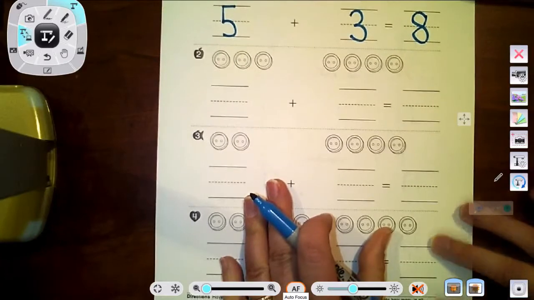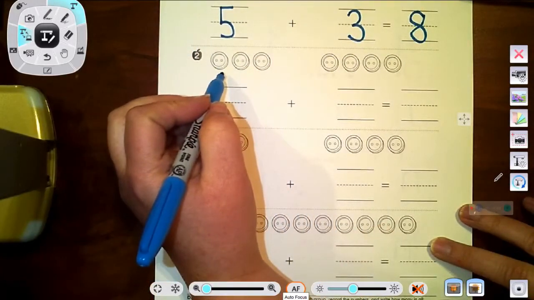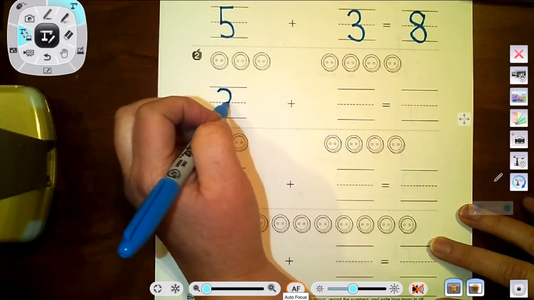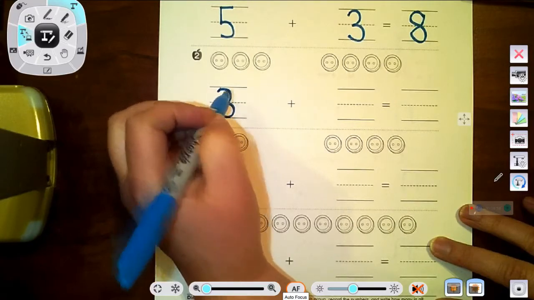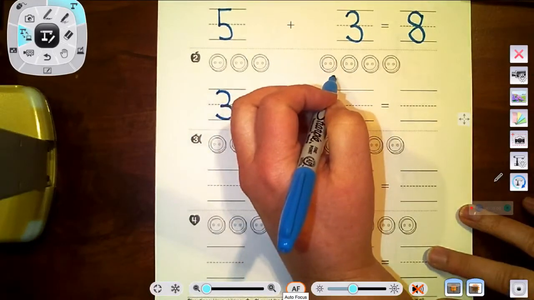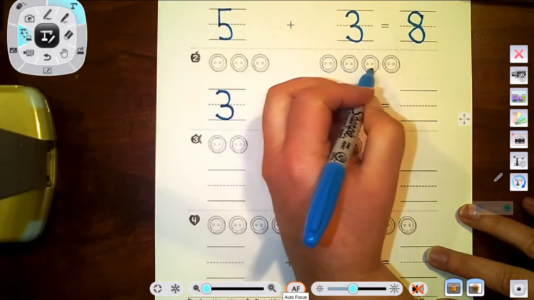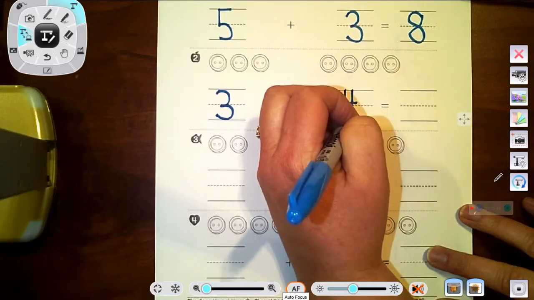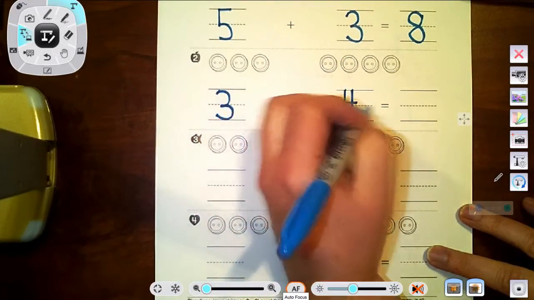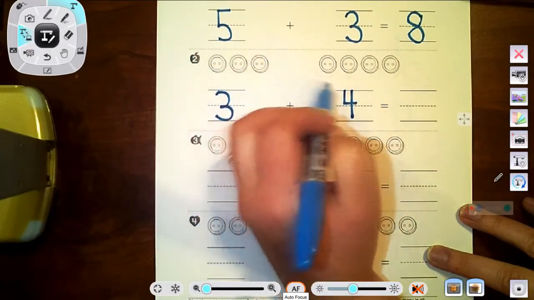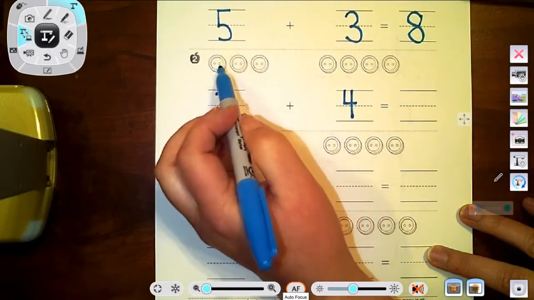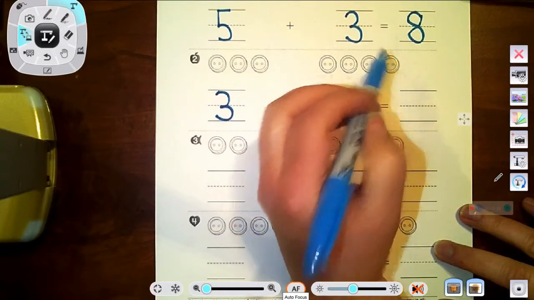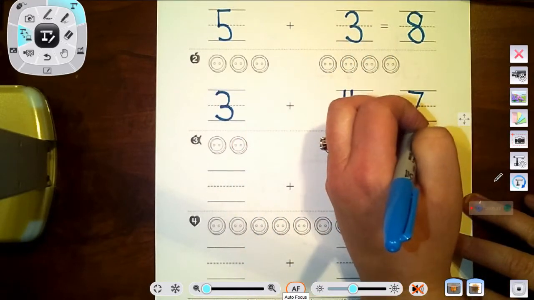Let's look at number 2. How many buttons are there here? 1, 2, 3. There are 3 buttons in the first group. 3 plus, how many are here? 1, 2, 3, 4. We write 4 down here below the second group. 3 plus 4 equals, how many are there all in all? 1, 2, 3, 4, 5, 6, 7. There are 7 in all.